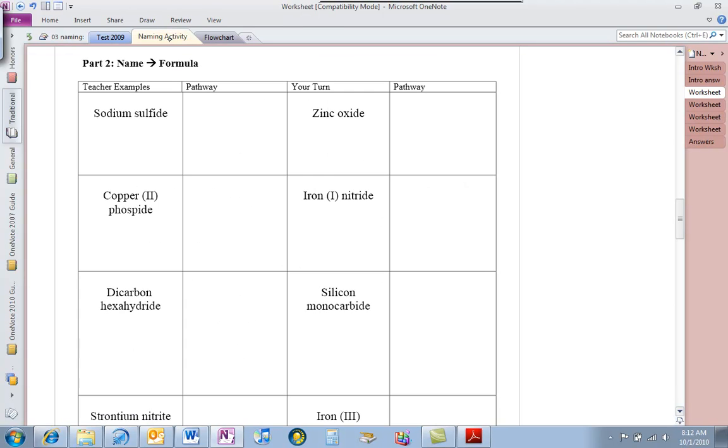Let's take a look at this first one, sodium sulfide. Sodium is number 11. So if you find it, are we going to be ionic, covalent, or acidic? We are going to be ionic. And sulfide, if it ends in ide, is it a polyatomic ion or an element?